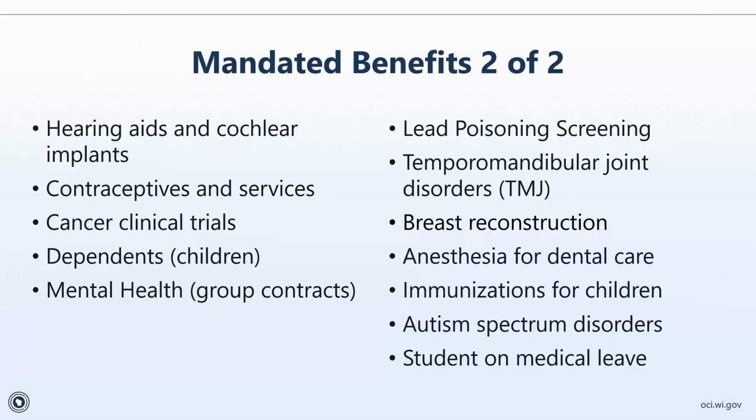For dependents, health insurance covering dependent children must provide coverage to an adult child of the applicant or the insured if the child is under age 26.